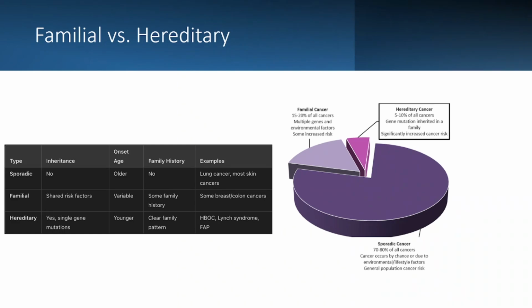Let's continue. So there are different terms. It's better if you know them. You are doctors. You will hear them in the clinic, you will hear them in your career. So first, hereditary. When we say hereditary cancer syndromes, what do we mean? When we say familial cancer, what do we mean? When we say sporadic cancer, what do we mean?